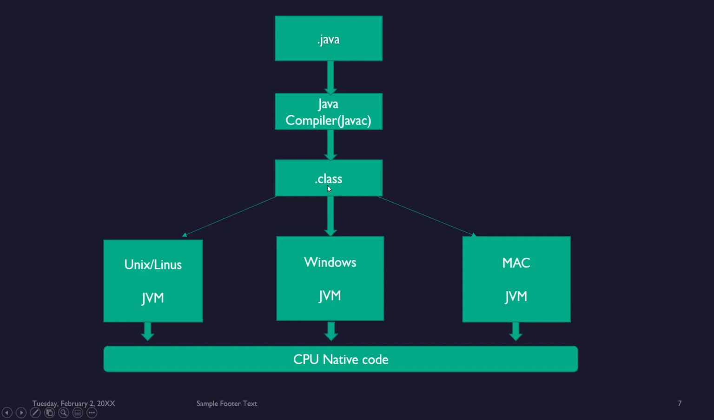Okay. So once the .class file comes to the Linux system, the Linux JVM will generate the native code for you. In a similar way, the Windows JVM will interpret your .class code into the CPU native code as per the Windows operating system. In a similar way, the Mac JVM will translate your .class file into the CPU native code as per the Mac operating system.